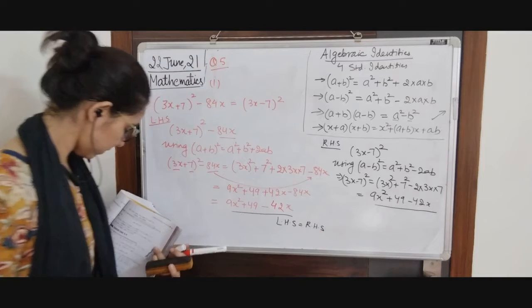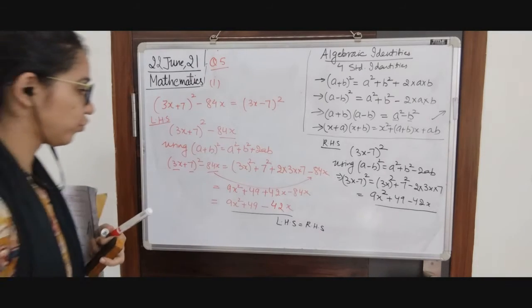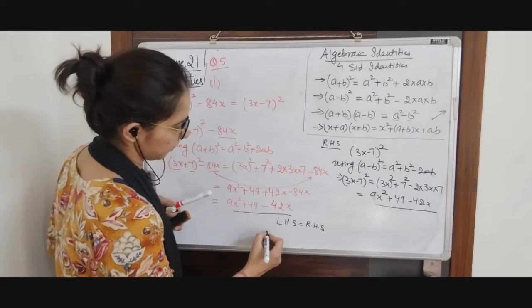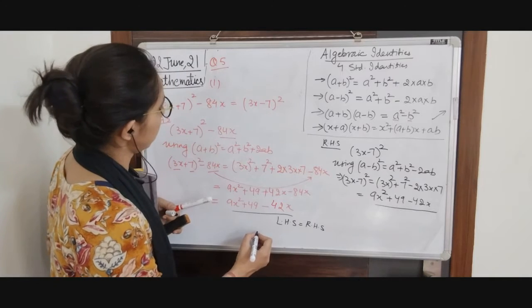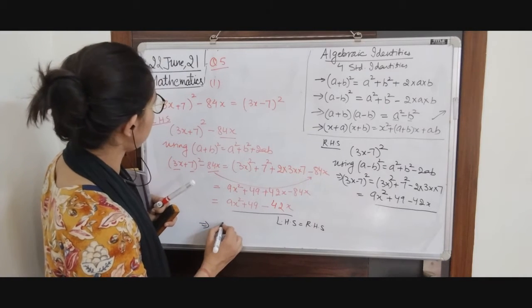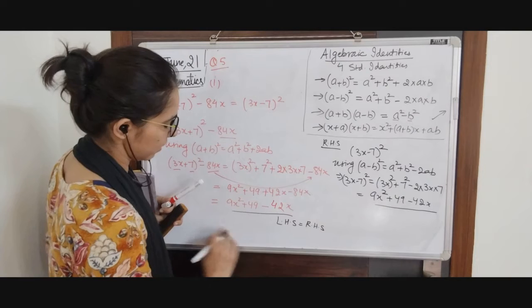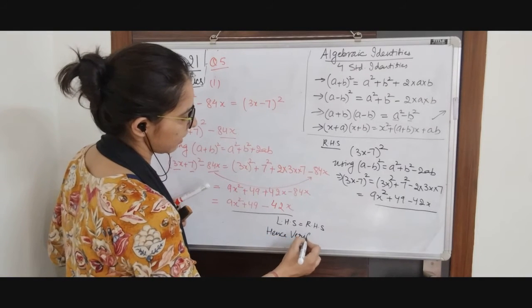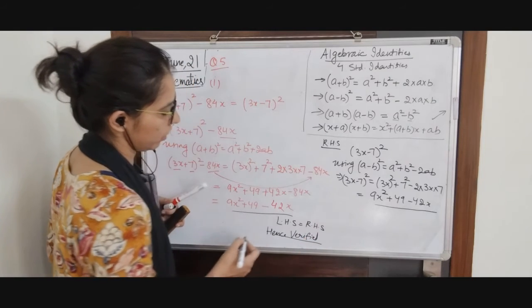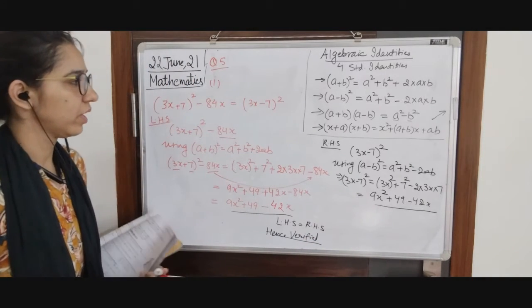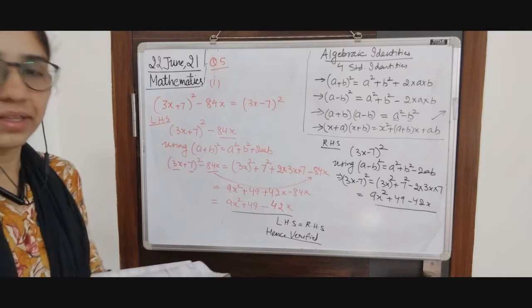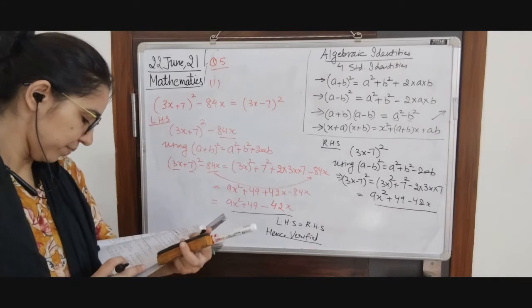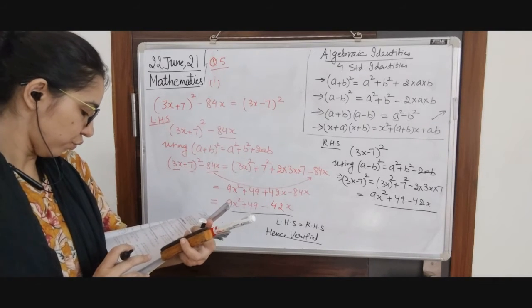This implies we have shown, or you can simply write hence verified. Okay, we have verified that they are both equal. No need to write the expression again. Okay, like this only you have to solve each part. I am leaving part 2 for you guys.